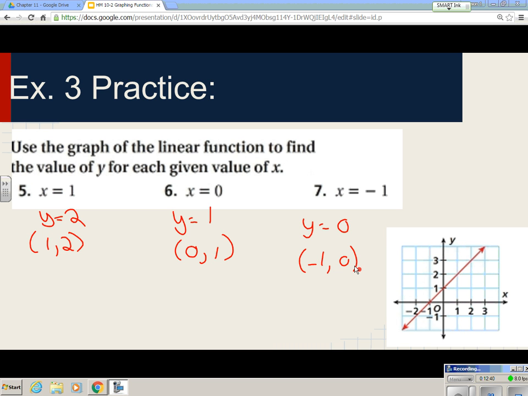If you got all 3 of these right, I want you to give a high five to a random person in class.